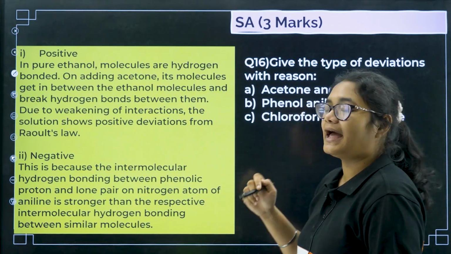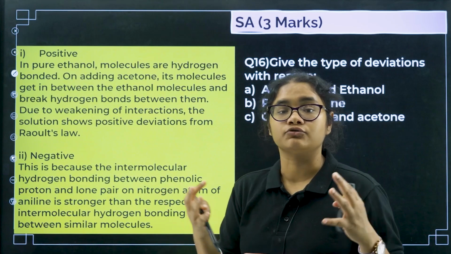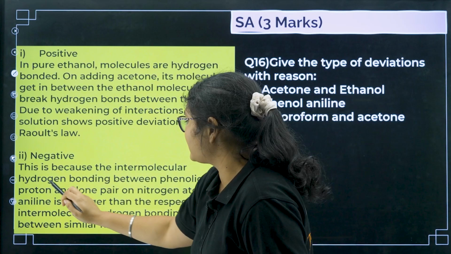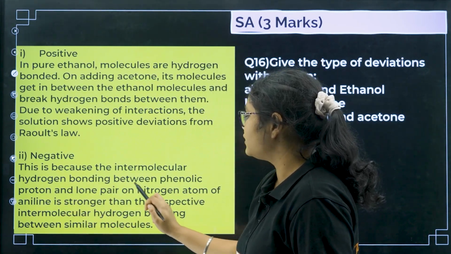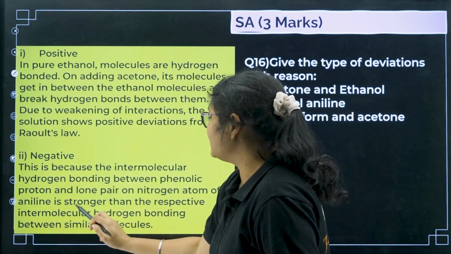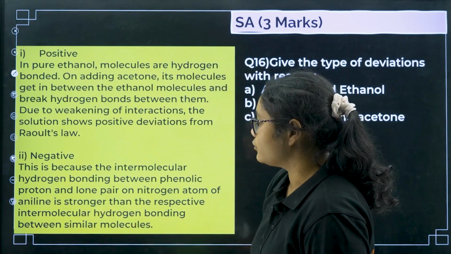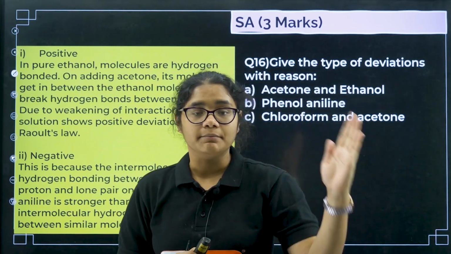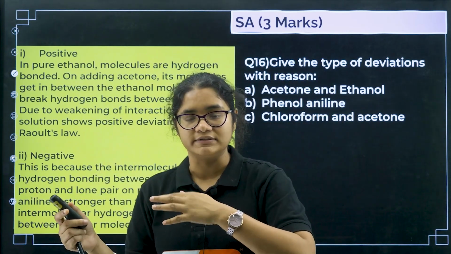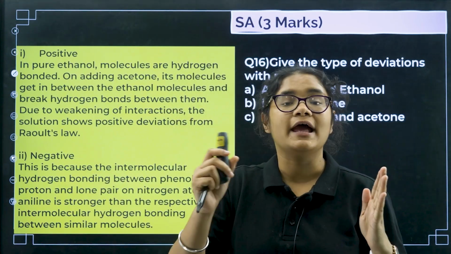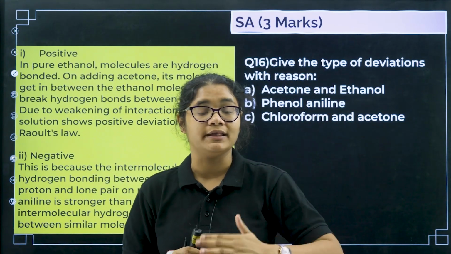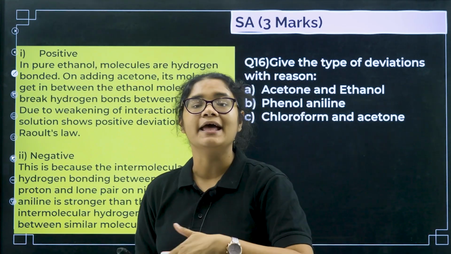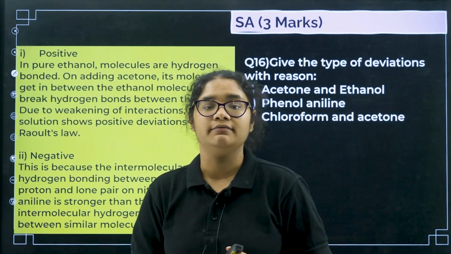Next, you have phenol and aniline. Okay, phenol and aniline will have strong hydrogen bonding, so they will show negative deviation. This is because the intermolecular hydrogen bonding between the phenolic proton and the lone pair on the nitrogen atom of aniline is stronger than the respective intermolecular hydrogen bonding between the similar molecules. So the hydrogen bonding between phenol and aniline is much stronger than the hydrogen bonding between phenol molecules themselves, right? So that is why this is a negative deviation.